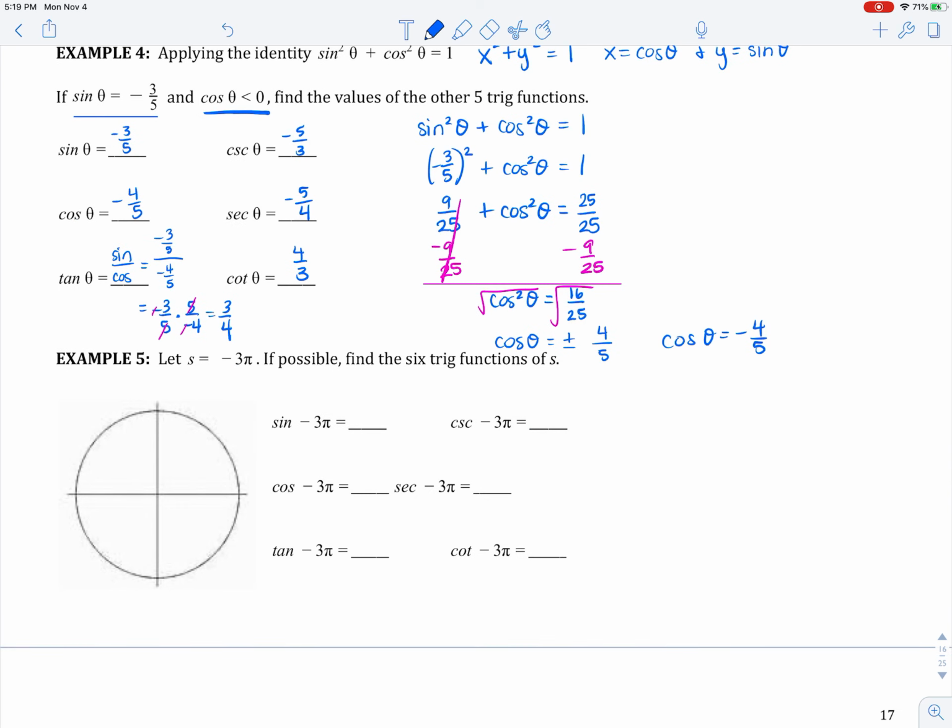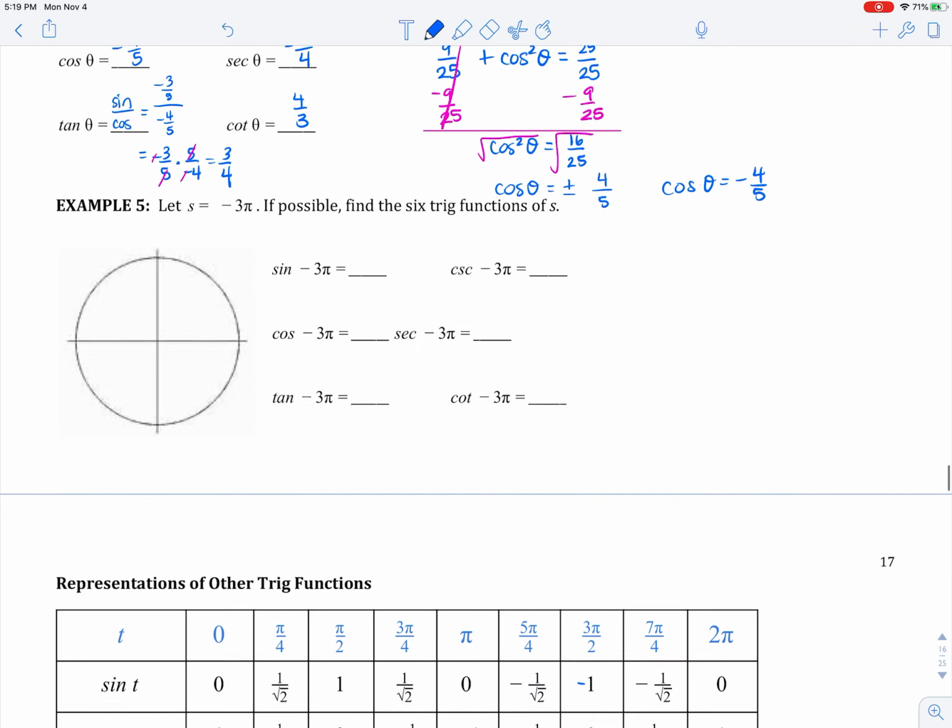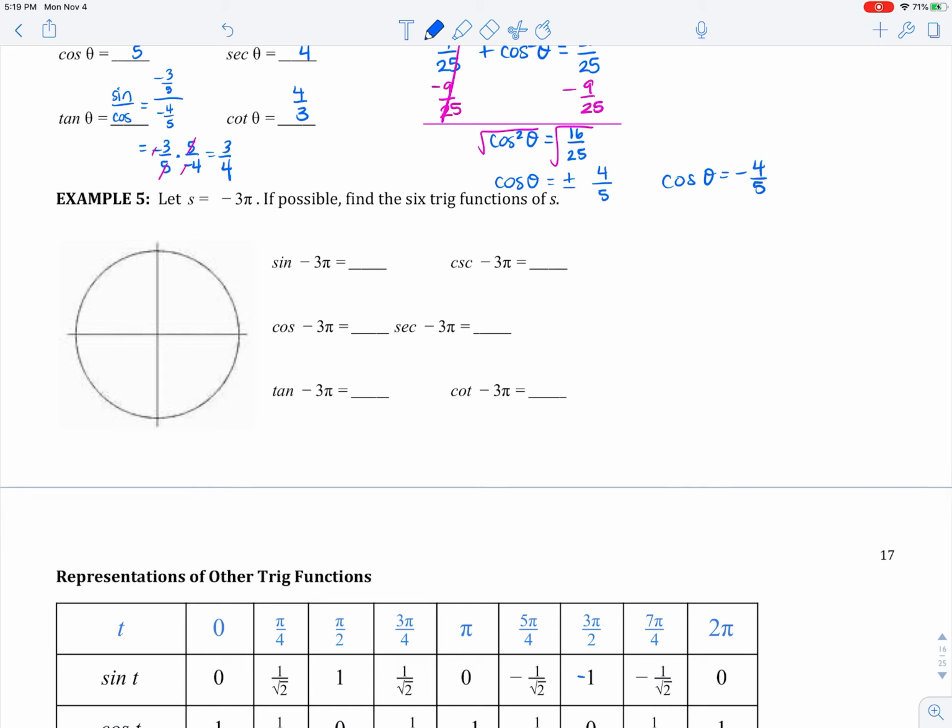Okay, next example, example 5. Let s equal negative 3 pi. If possible, find the 6 trig functions of s. So negative 3 pi. Last week we learned what quadrantal angles are. They're angles that fall on either the x or y axis, and they look like multiples of pi, like negative 3 pi, or multiples of pi over 2. So those are the quadrantal angles.